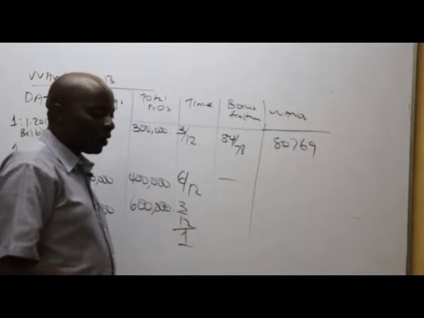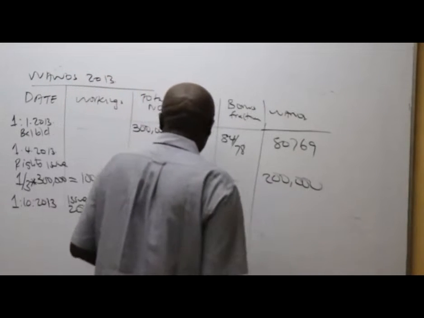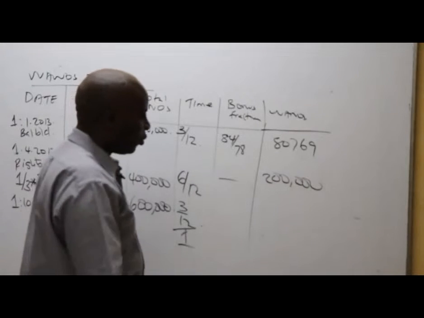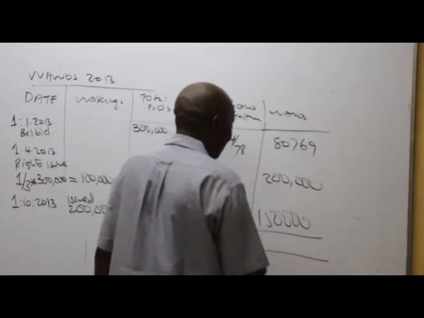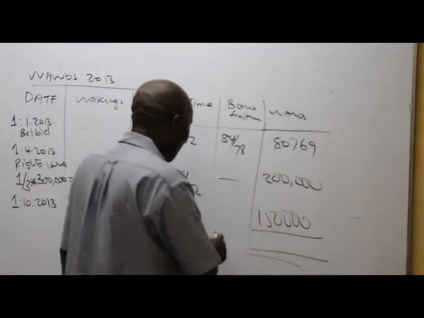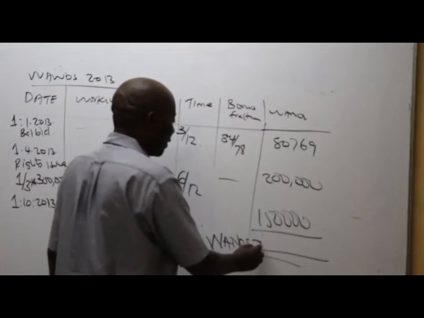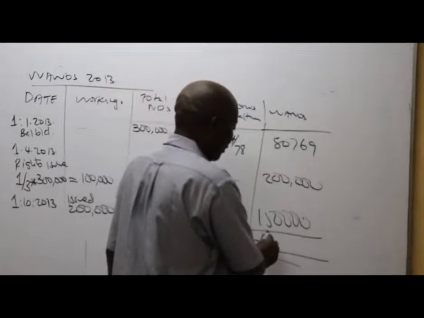400,000 times 6 over 12 gives me 200,000. Thank you very much. And then now we have the last one, 600,000 times 3 over 12, which gives me 150,000. Therefore, the total one-nos, itakuja kuwe ngapi total one-nos? 430, 769.